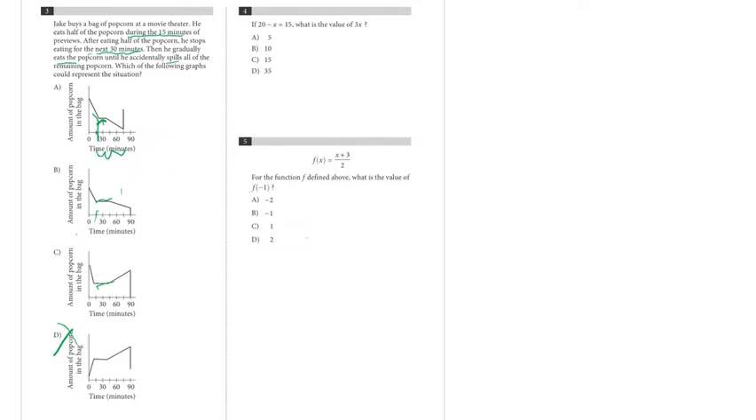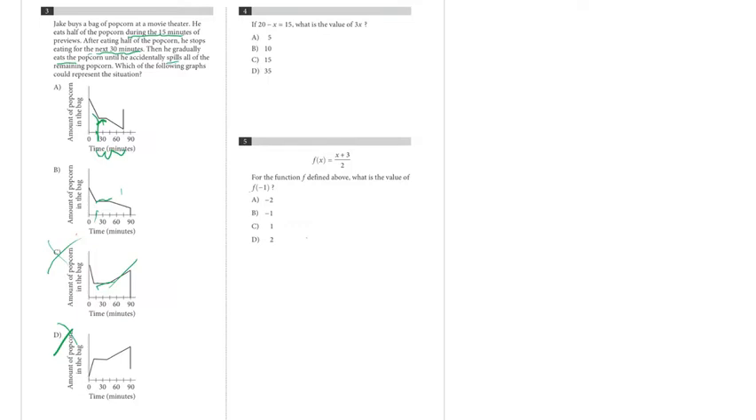Then he gradually eats the popcorn. He gradually eats it, so it's going to decrease. That's good. Decrease. C is not good here because it's increasing. You can't increase the amount in the bag if you're gradually eating the popcorn. So C is out. And by process of elimination, we're down to the last 2.